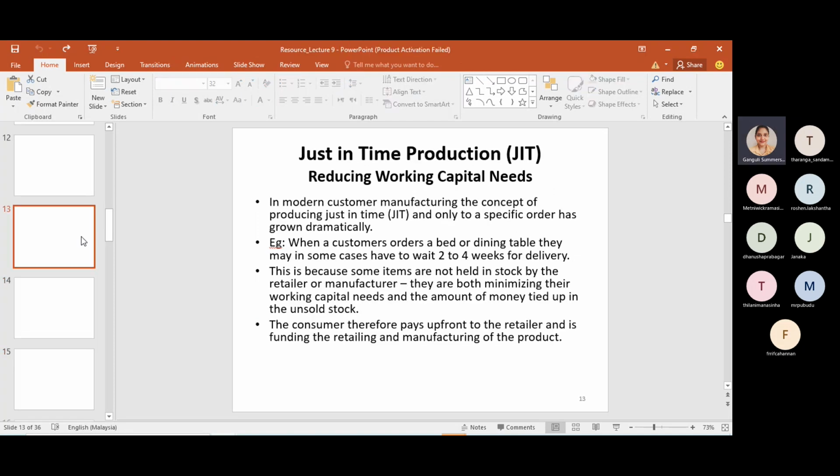Okay, and this is another strategy to reduce your working capital needs: just in time production.